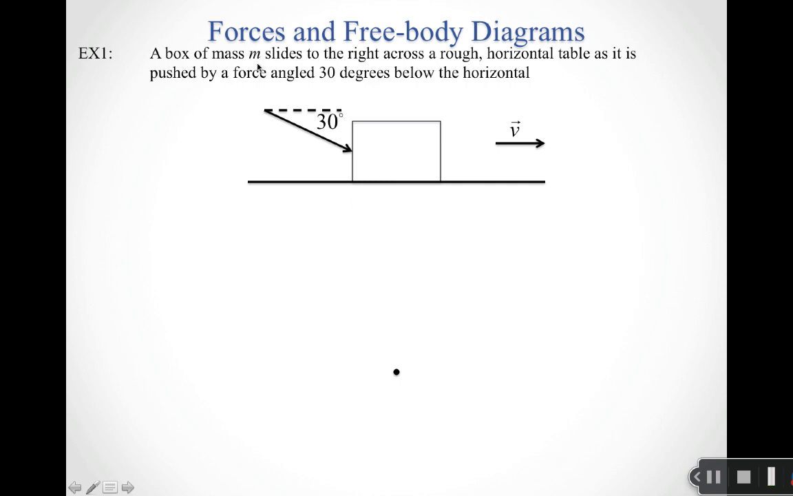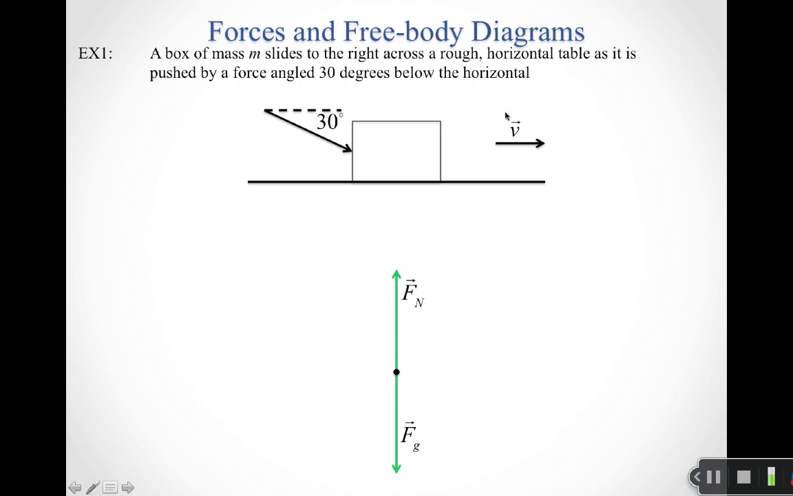So does the box have mass? Sure enough, box of mass m. That means I need a gravitational force. That gravitational force is going to point down. Is my box in contact with a surface? Yes, it's in contact with a rough, horizontal surface, so I will need friction. The horizontal surface means that I need a normal. That normal will point vertically because it's got to be perpendicular to the surface. And since the box sits above the surface, that normal is going to point up.